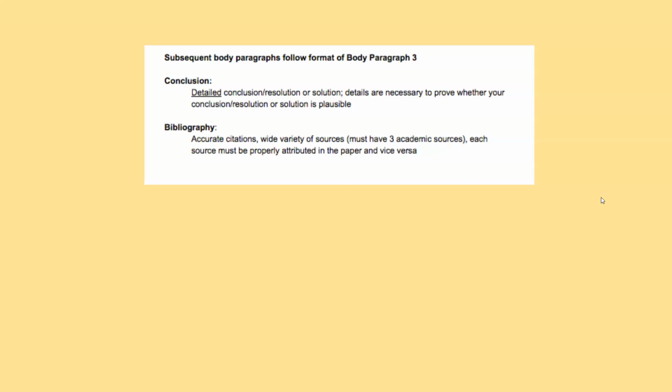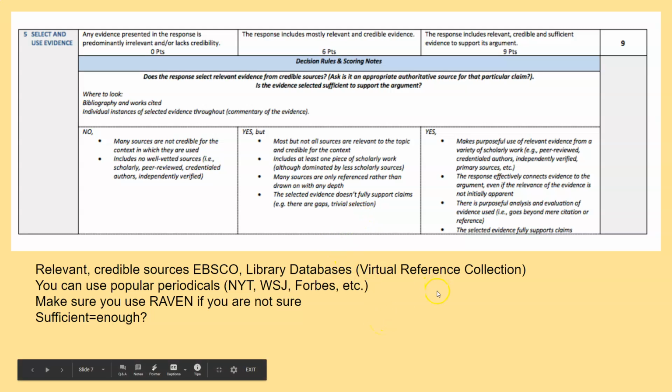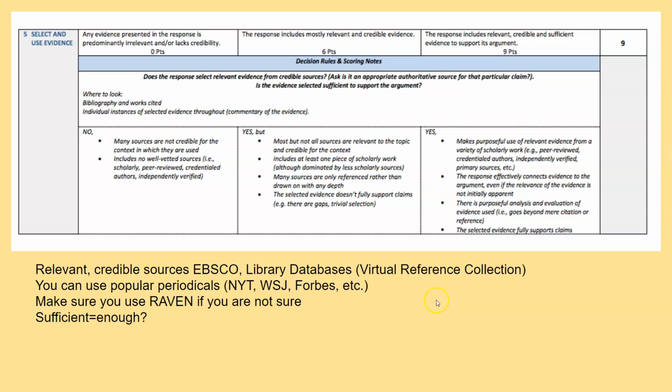All right? Good. Number 5, rubric row 5. To get the 9 points, the response includes relevant, credible, and sufficient evidence to support its argument. Does the response select relevant evidence from credible sources? Ask, is it an appropriate authoritative source for that particular claim? Is the evidence selected sufficient to support the argument? So 2 things. You have to have credible, relevant evidence.